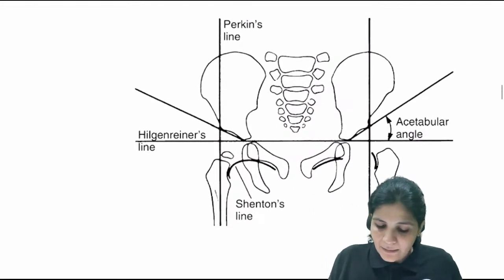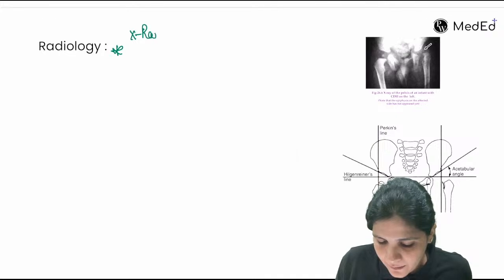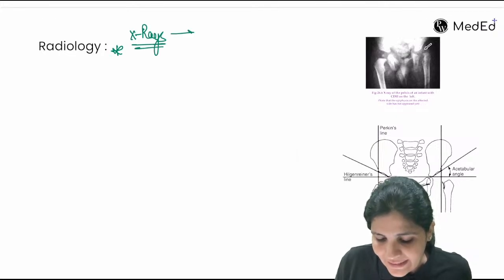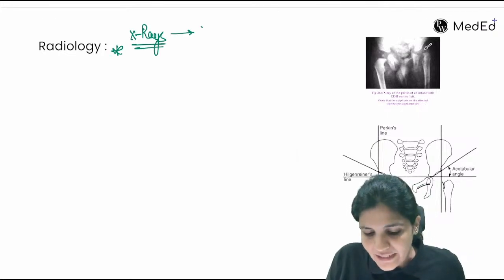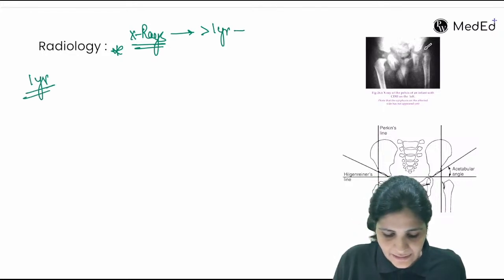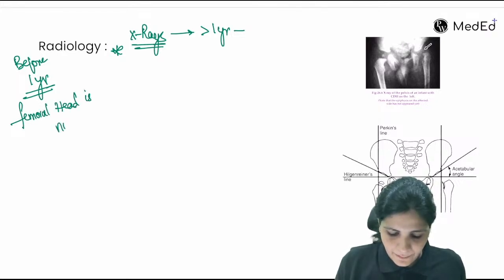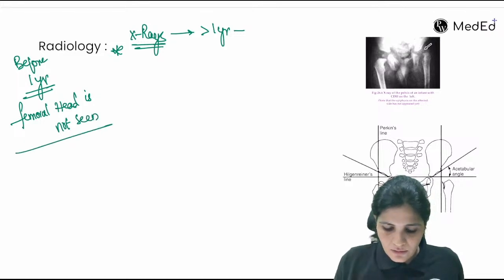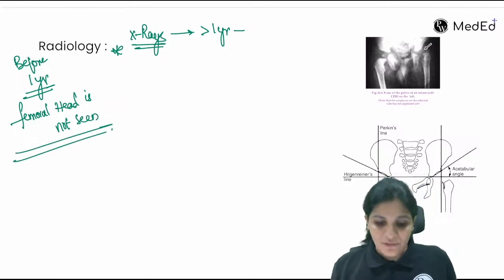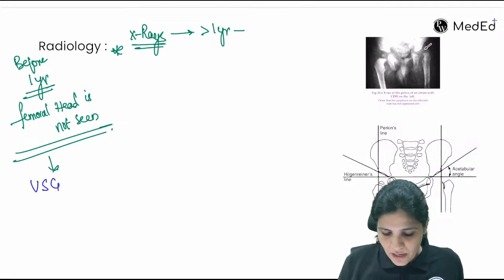And there are three important lines. Even on the x-rays, when will you take the x-ray? Usually after 1 year we take the x-ray. Why are we not taking the x-ray before 1 year? Because the femoral head is not seen, so there is no point in taking an x-ray. So what will help before 1 year? You have to go for ultrasound.